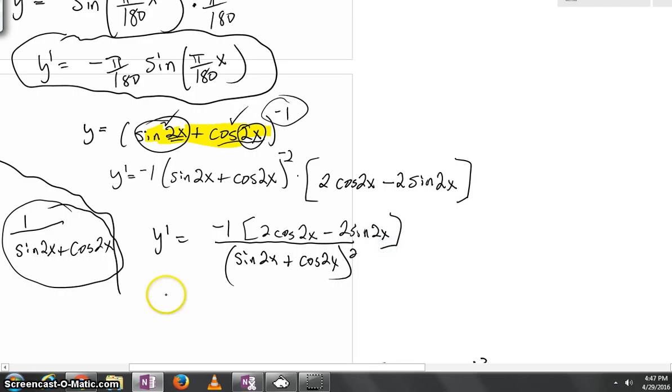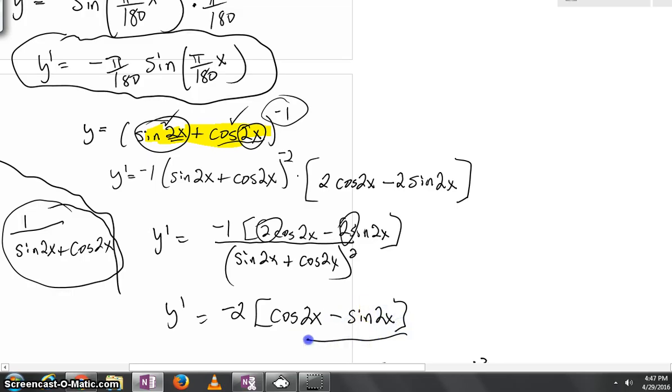And tell you what, we factored out a negative 1. We might as well factor out this 2 as well. We'll have negative 2. Then we'll have the cosine of 2x minus the sine of 2x. And that's all over sine of 2x plus the cosine of 2x squared.